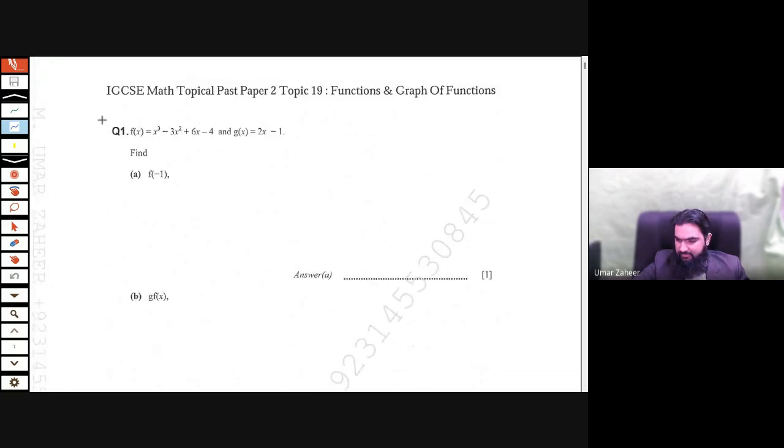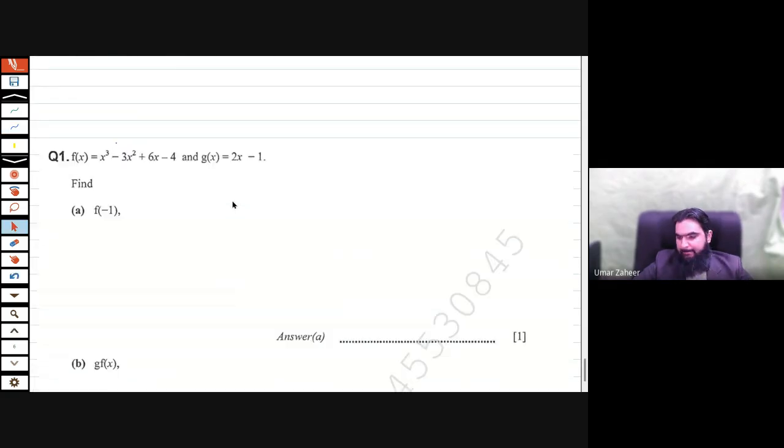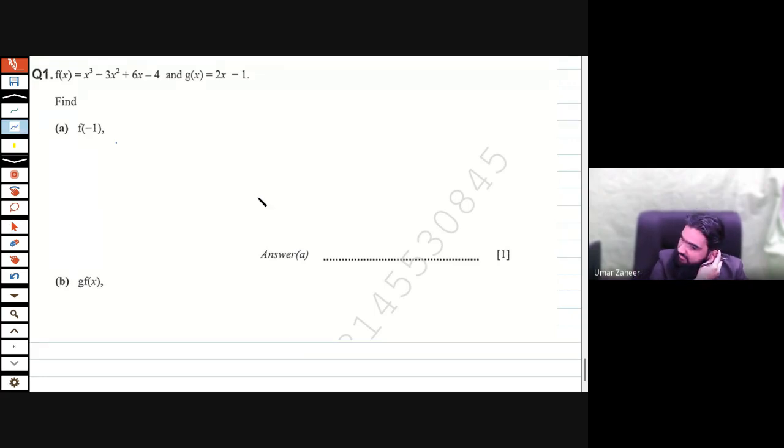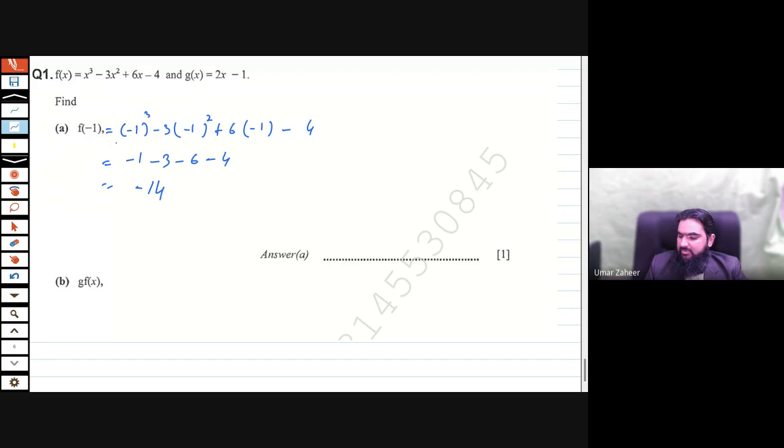All right, now look here. This is question number 1. You have f of x is equal to x cubed minus 3x squared plus 6x minus 4. You have to find f of minus 1. So in place of x, we will substitute minus 1: minus 1 cubed, minus 3 times minus 1 squared, plus 6 times minus 1, minus 4. That will be minus 10 and minus 14.